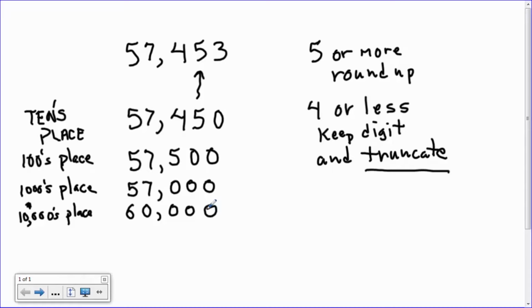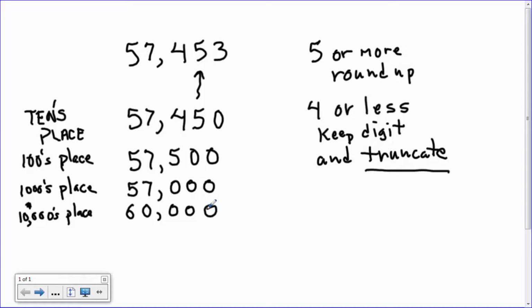In the thousands place, it's a 7. I look to the digit to the right. It's 4 or less, so I keep the 7, make the others 0. And finally, if I look at the 10,000s place digit, which is a 5, look at the digit immediately to the right. It's a 7. It's 5 or bigger, so I increase the 5 to a 6 and make the others 0.